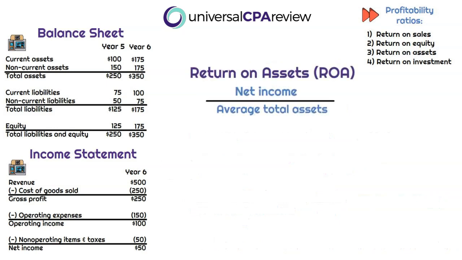The next ratio is return on assets. And similar to return on equity, right? We take net income, but we divide by average total assets. So again, we take the average between the beginning total assets and the ending total assets balance, and that gives us the average.